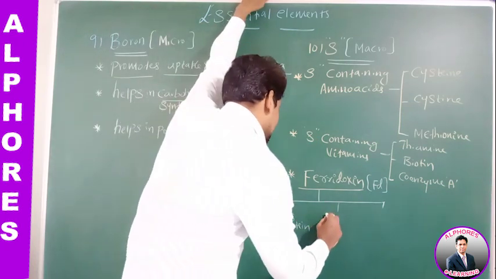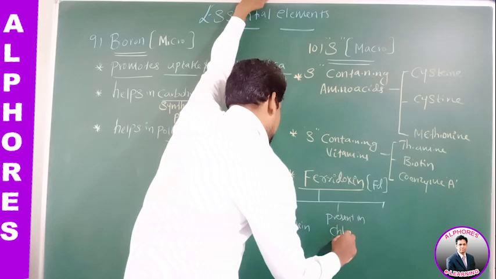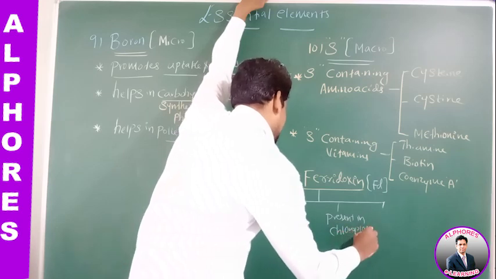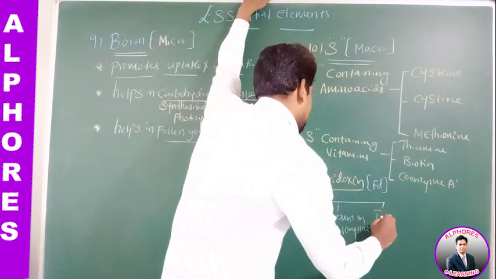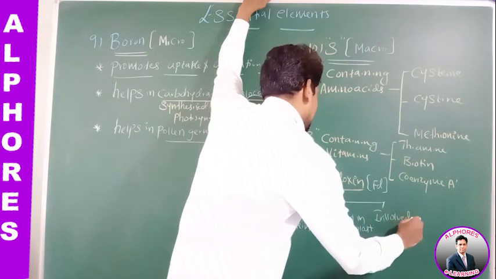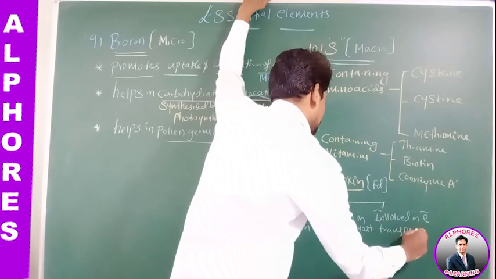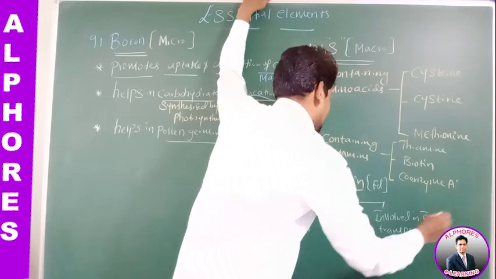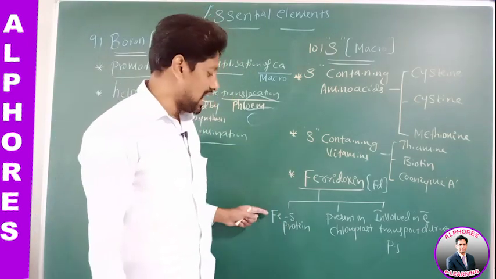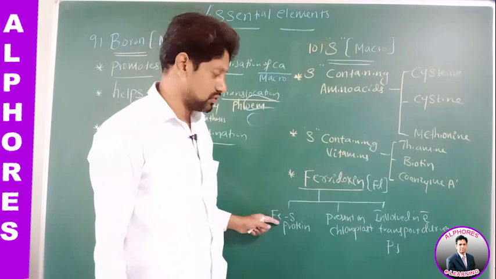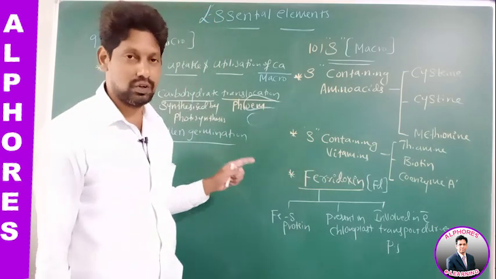This ferredoxin is present in chloroplast. Ferredoxin present in what? Chloroplast. It is involved in electron transport during photosynthesis. We are discussing ferredoxin. It is an iron sulfur protein, present in chloroplast, and involved in electron transport during photosynthesis.